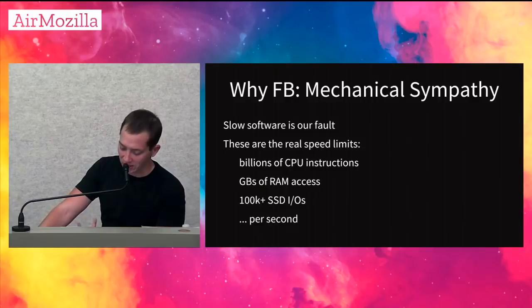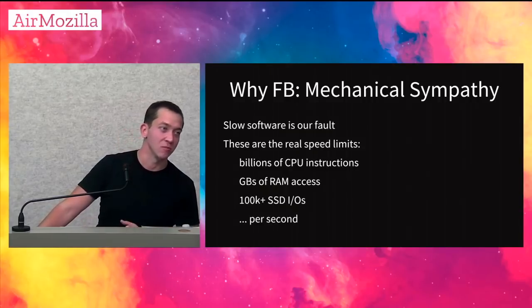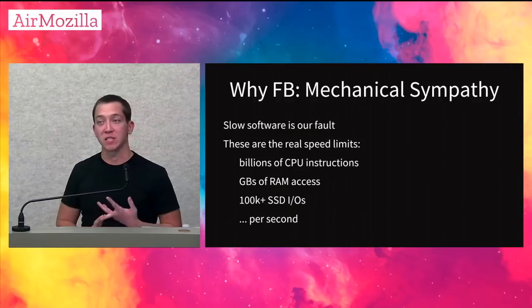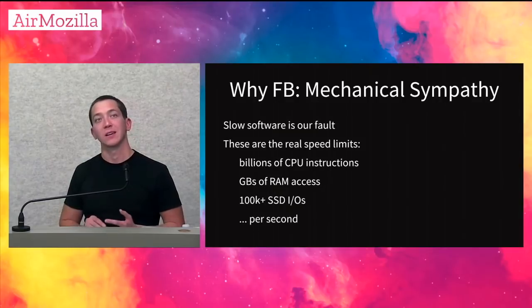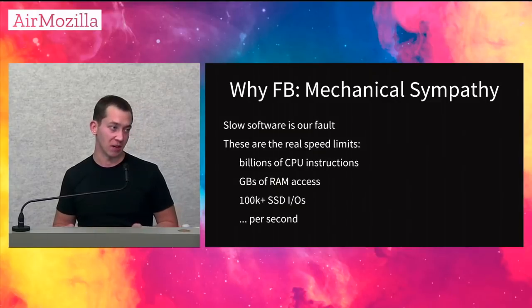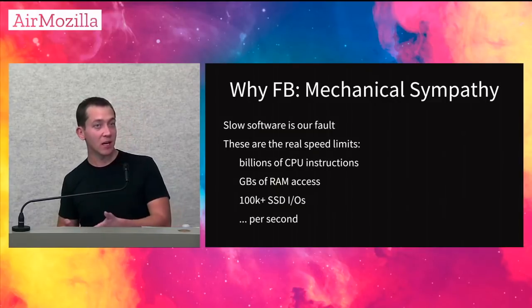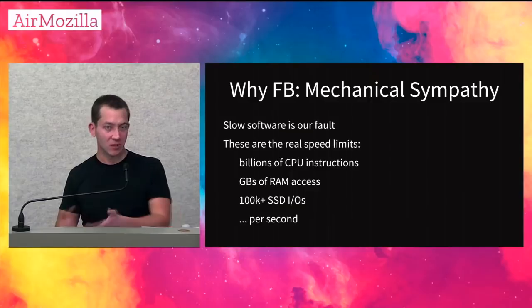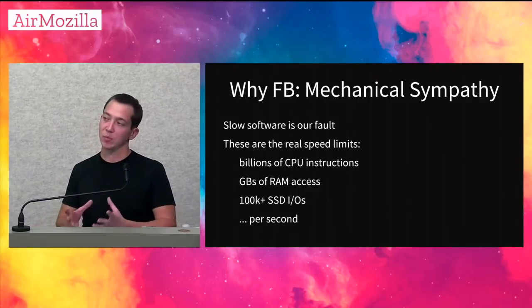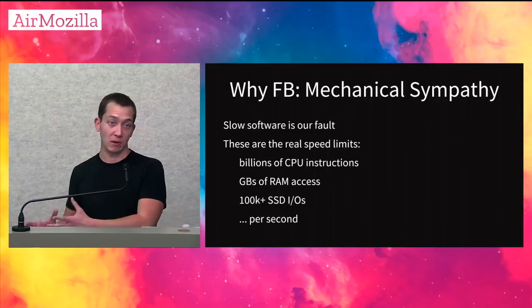I make the strong claim that slow software is our fault because the machines are extremely fast. The real speed limits are billions of CPU instructions per second, gigabytes of RAM access per second, hundreds of thousands of SSD IOs per second. So if we aren't achieving that, that's our problem. It's not the hardware's problem. Hardware is great. And I think Rust philosophically is a big way that we can get there in the future where we're not already.